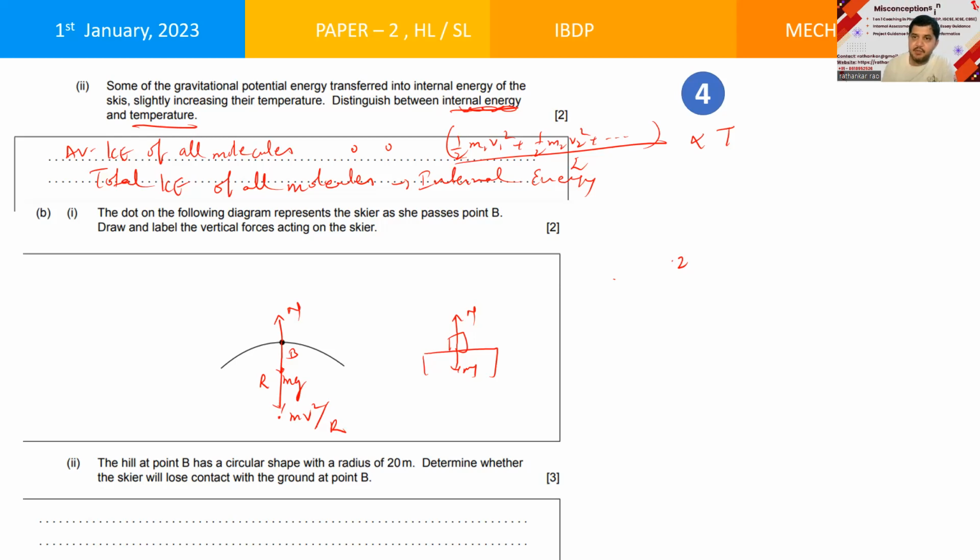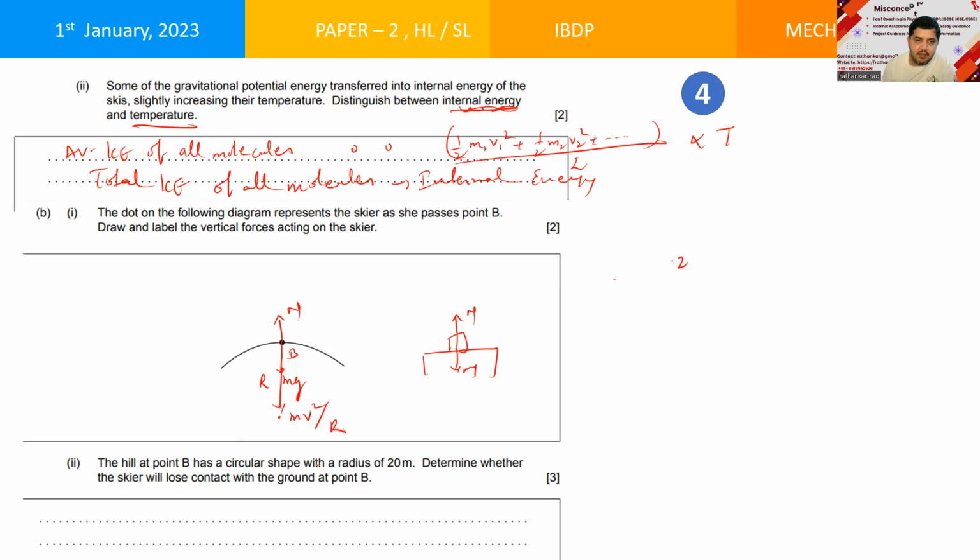Now this is a question taken from circular motion. You started with a question on the first chapter, then we moved on to the second chapter, and now this is your question on your sixth chapter. See how the questions have been linked. You have to be very careful in answering the IB papers. Now, the hill at point B has a circular shape.